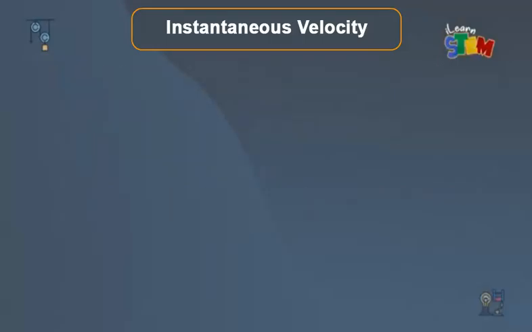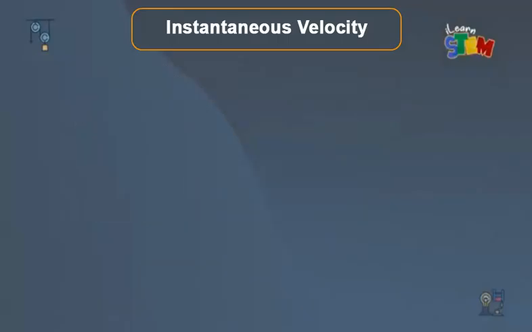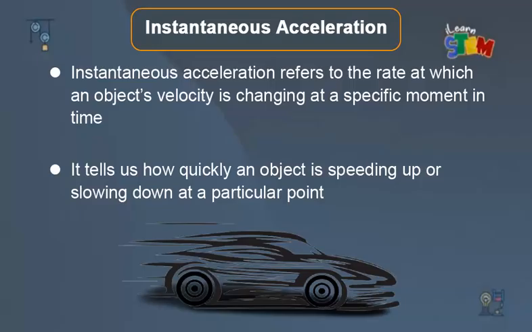For example, imagine a car traveling north at 40 kilometers per hour at 10 a.m. with a speedometer that reads 40 kilometers per hour north. That's the car's instantaneous velocity at that moment. Moving on. Instantaneous acceleration refers to the rate at which an object's velocity is changing at a specific moment in time. It shows how quickly the object is speeding up or slowing down.